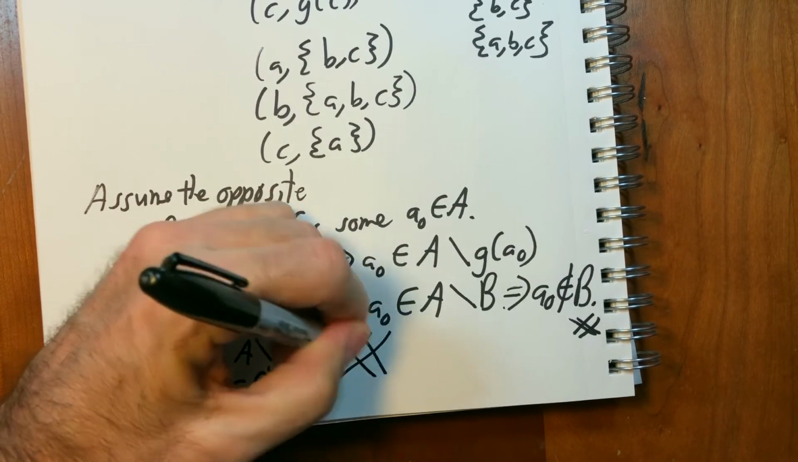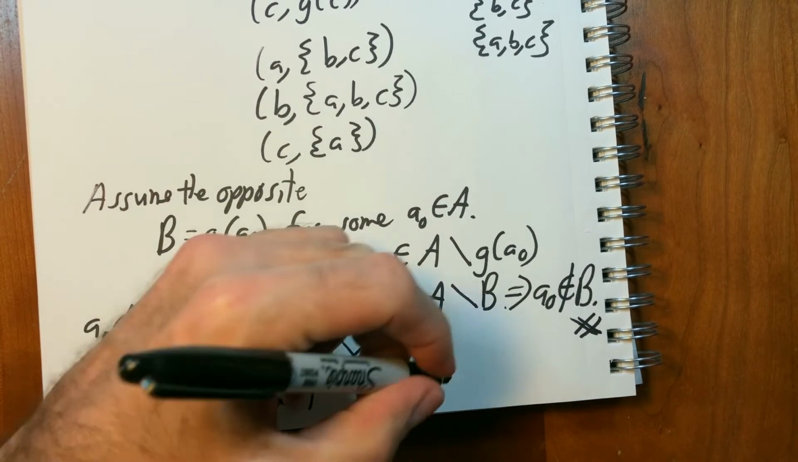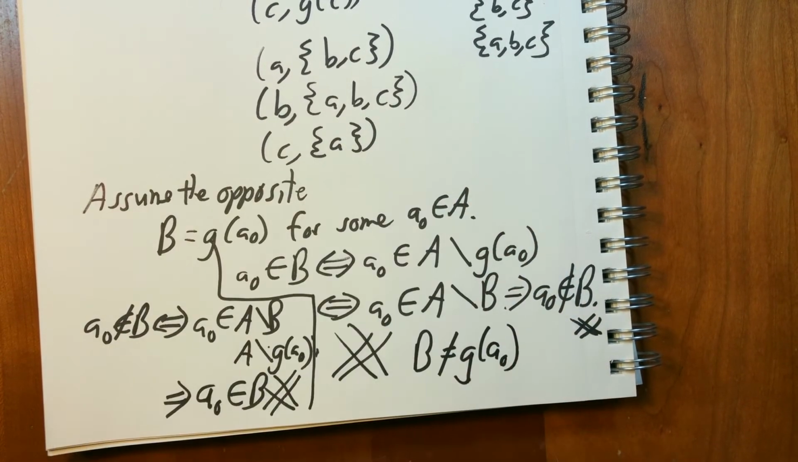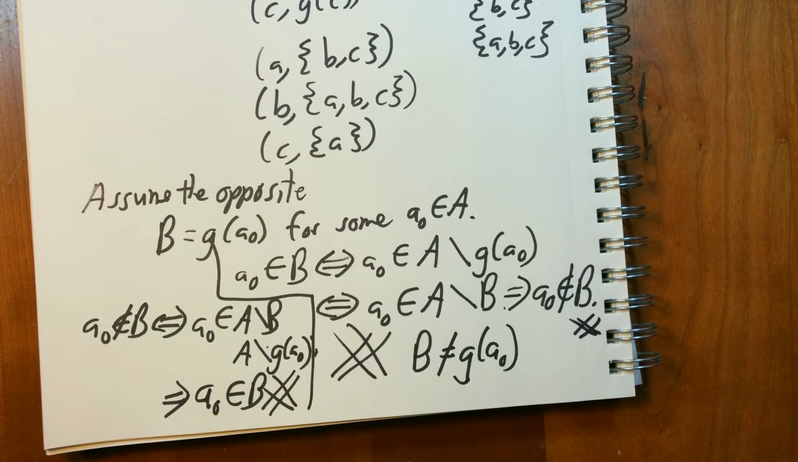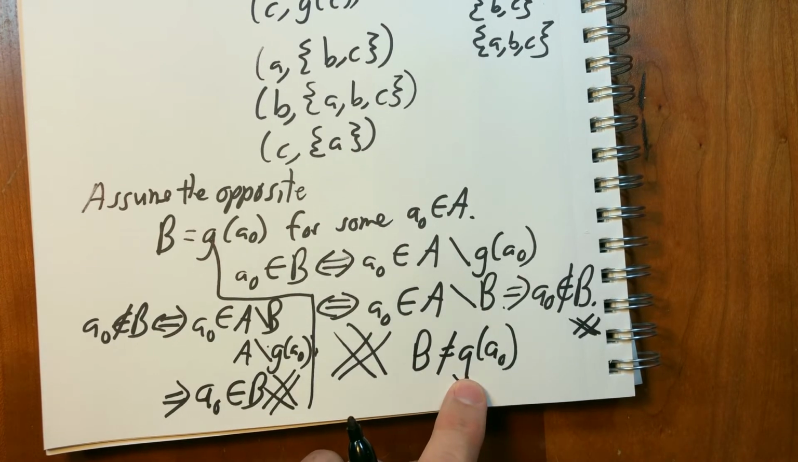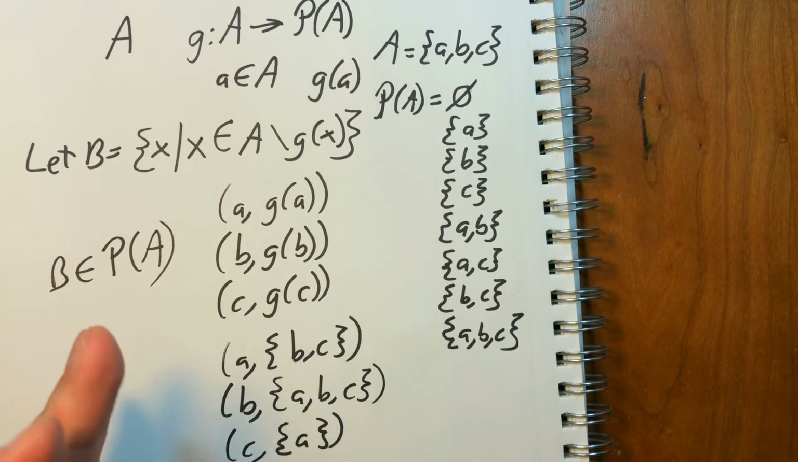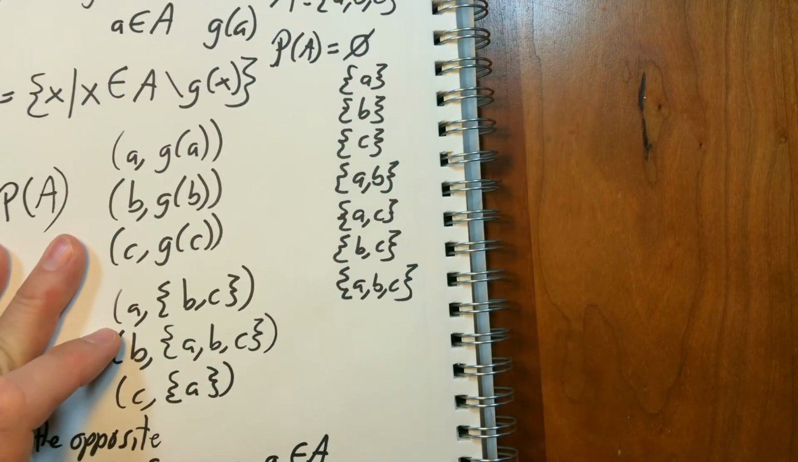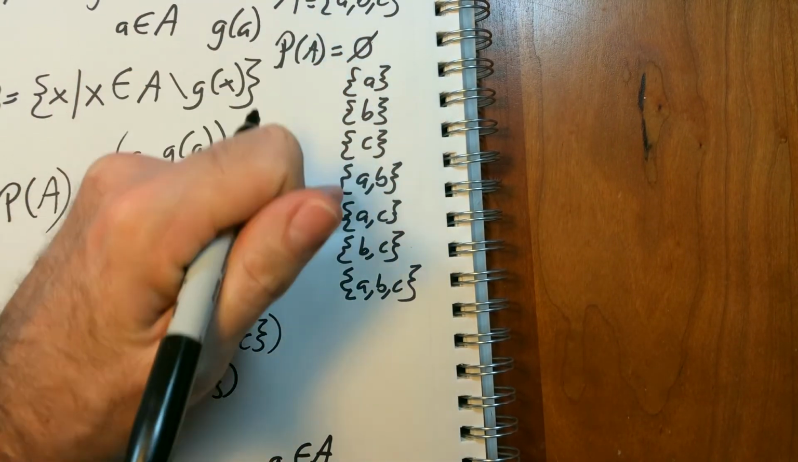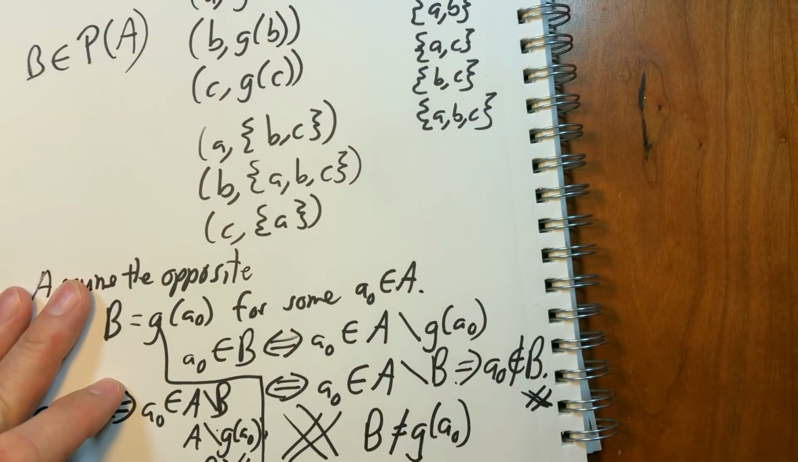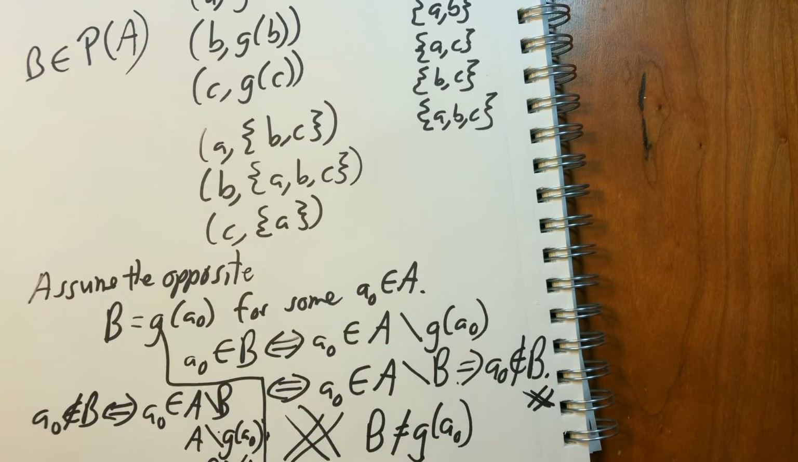So that means that our assumption had to be wrong, and B does not equal g of A0. So that means that B is not in the image set of g, but B is in the power set. And that means that g cannot be surjective because we have an element in the range that is not in the image set. That's the definition of surjective, and therefore g is not surjective. Okay? Now, in order to prove, where did we start? What did we want to prove to begin with?